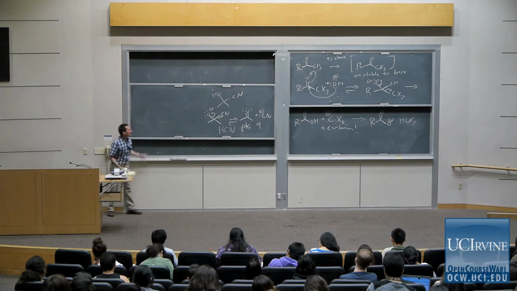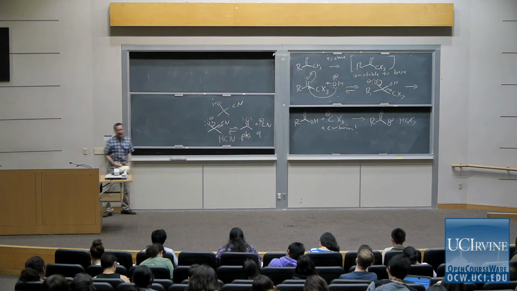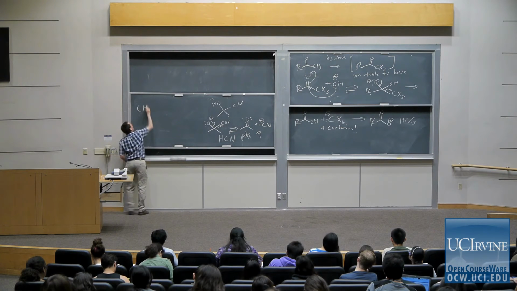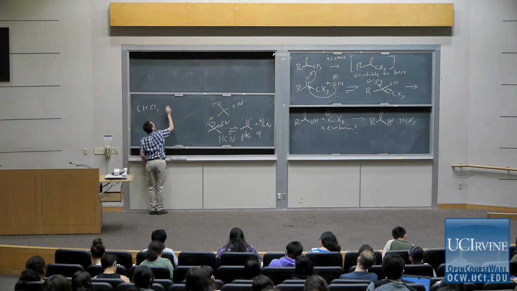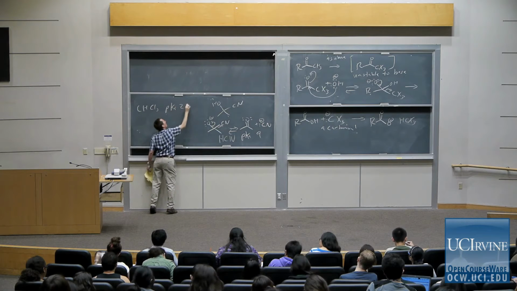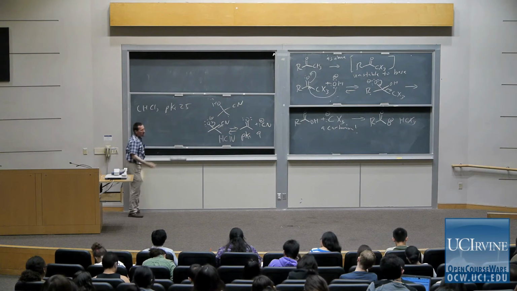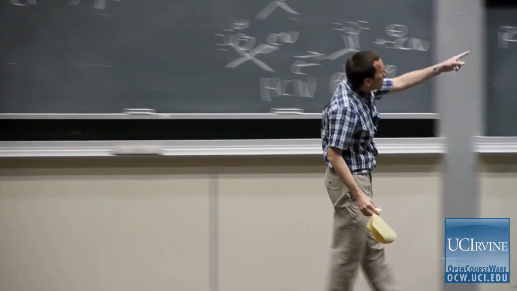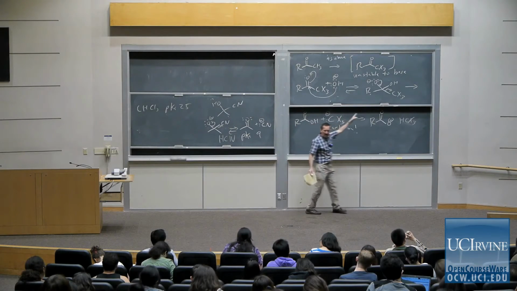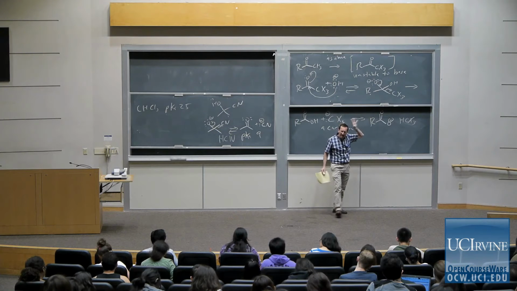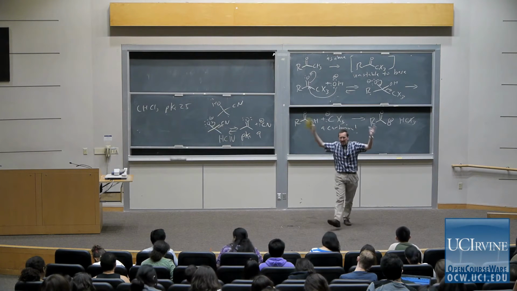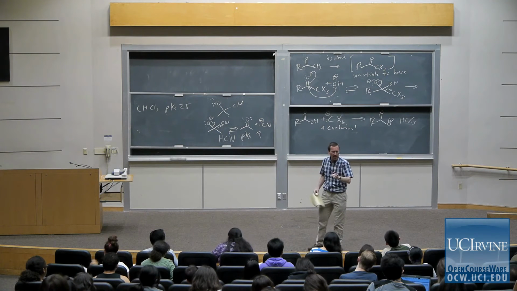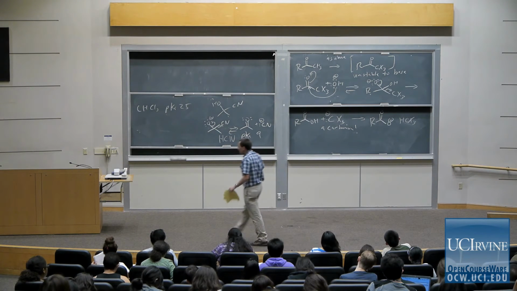So what's going on here in our haloform reaction? Well, chloroform has a pKa of about 25. Your textbook uses that number. That's the number I use too. So when we kick out the trichloromethyl anion, it's not like a carbanion. Remember, methane is 50. This is much more like a stabilized carbanion. Not as good as cyanide.